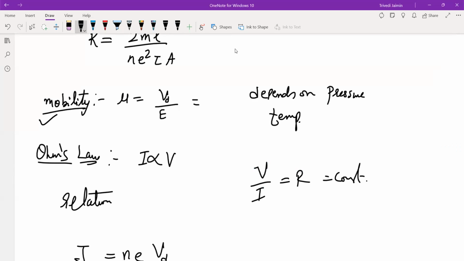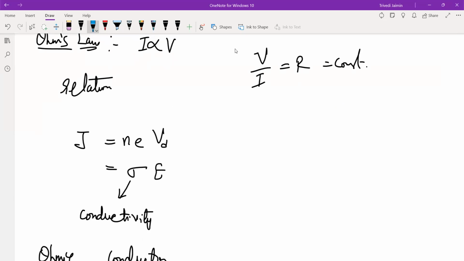Mobility. What do you mean by mobility? Simple. Movement. How your movement is denoted by velocity. How much velocity per unit field. So mobility depends on pressure and temperature.